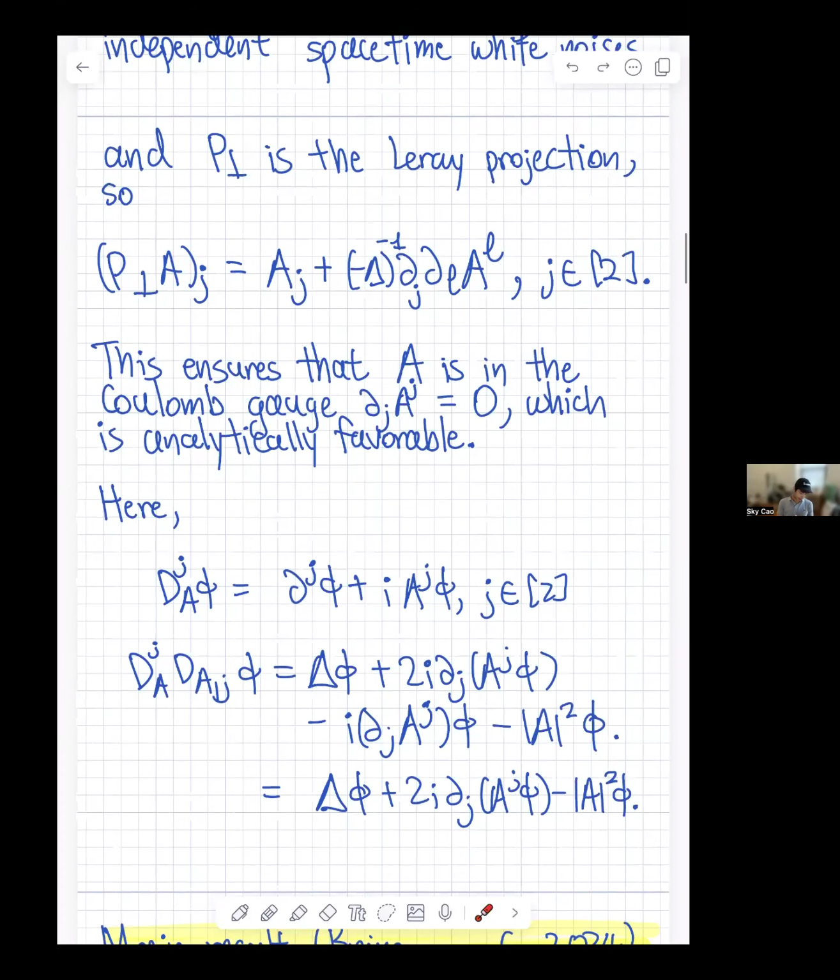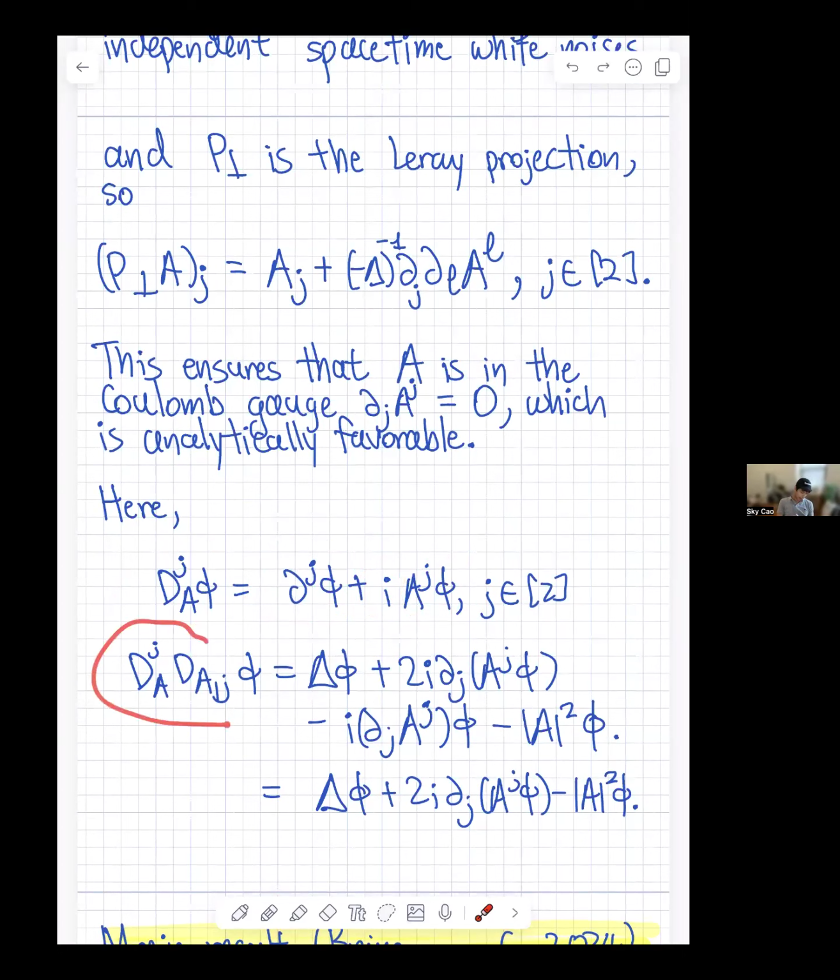And then this covariant derivative, dA phi, it looks like the usual derivative, so the gradient of phi, but then plus this extra term which depends on A. So if A is non-zero, then it's different from the usual gradient. And it's the complex unit i times A times phi. So that's what the covariant derivative looks like.